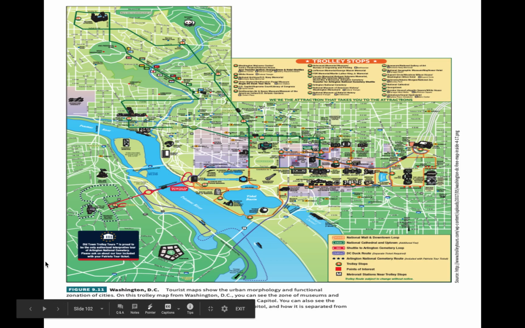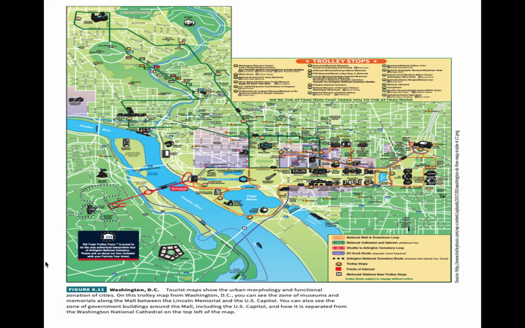Here's a look again at Washington, D.C., and we can see that the tourist map shows the urban morphology, so the development of the urban areas, and the function and the zonation of cities. You can see zones of, again, following meets and bounds, so territorial boundaries, and then we also see the long lot system influencing the Potomac River.